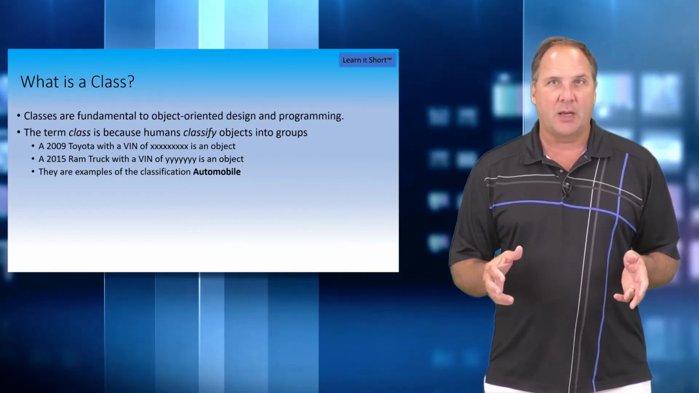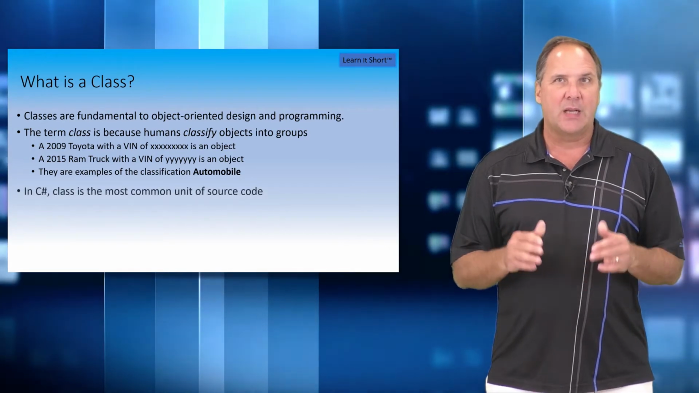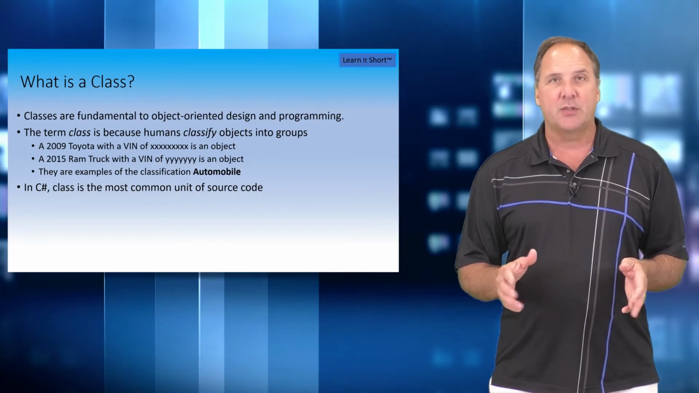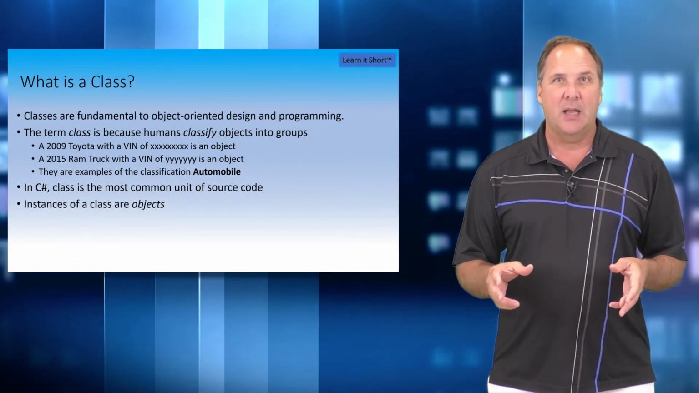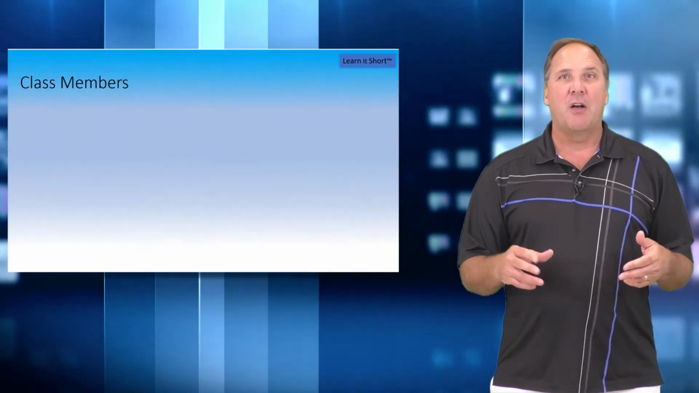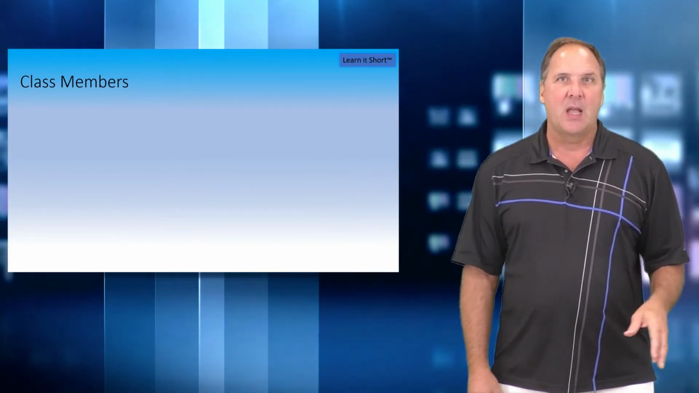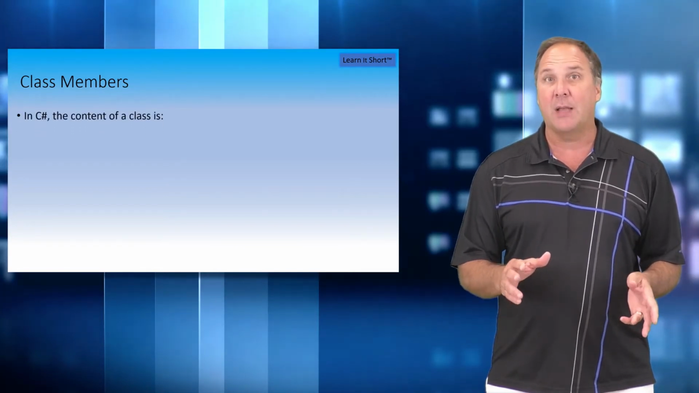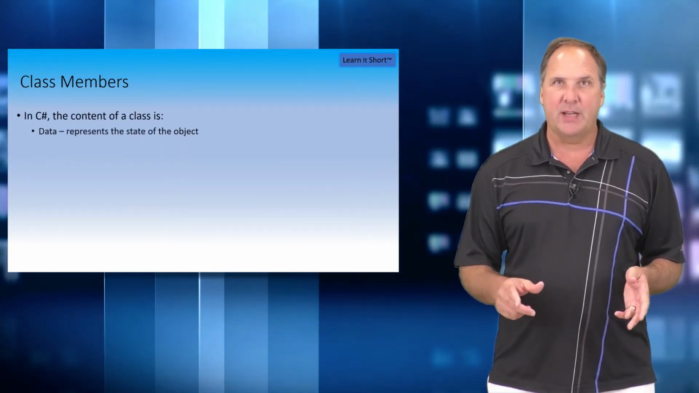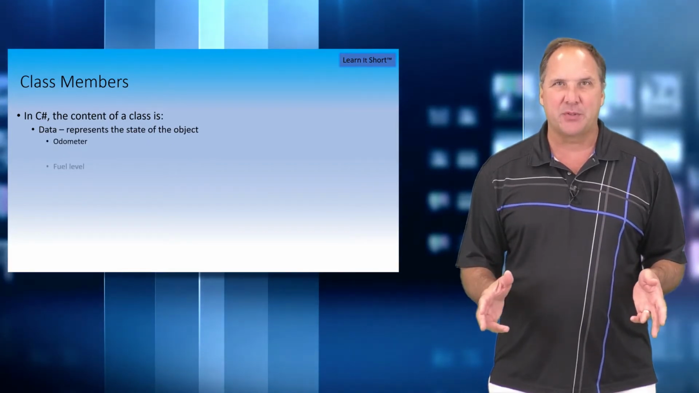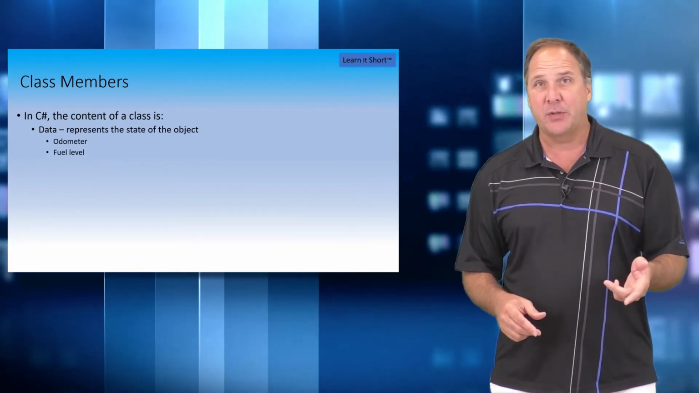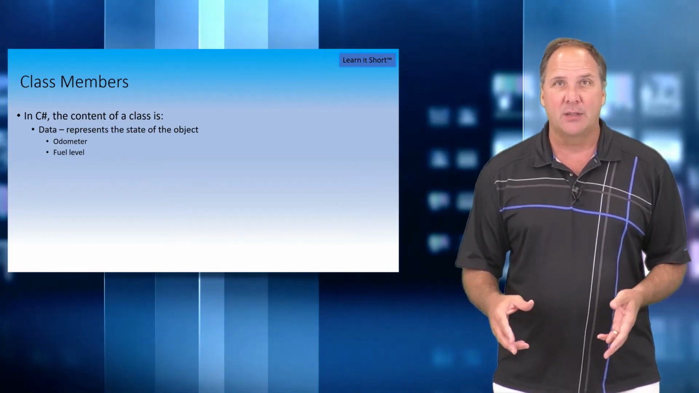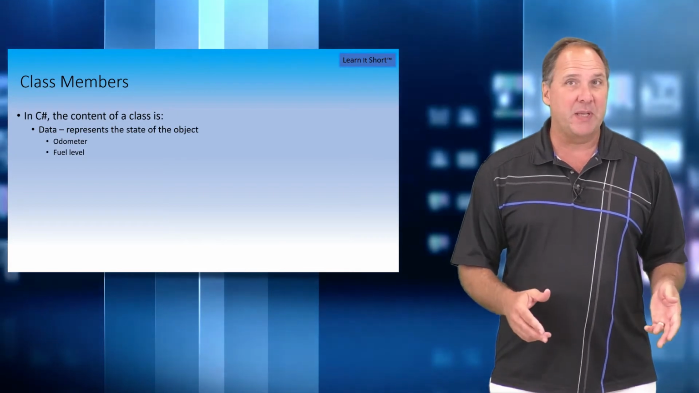In C#, like other object-oriented languages, class is the most common type of source code module. Objects are instances of a class, and a class is the definition of many similar objects. A class in C# can contain a variety of different types of members. First, data. What are the "has a" attributes? An automobile has an odometer and a fuel level. An automobile has a color and a direction and a speed.